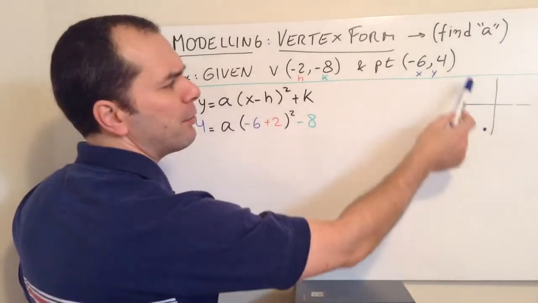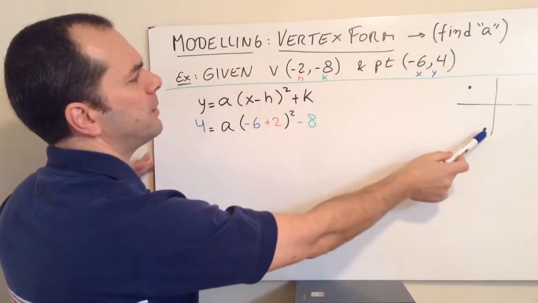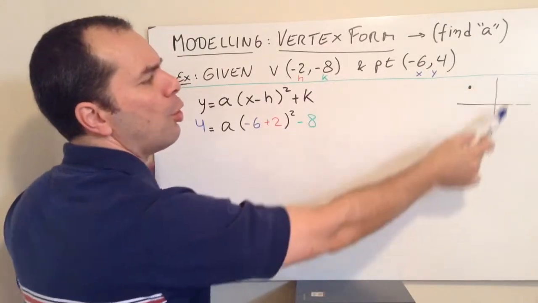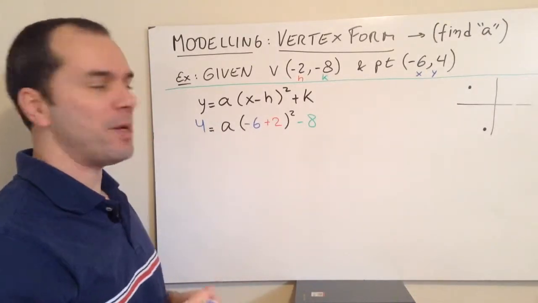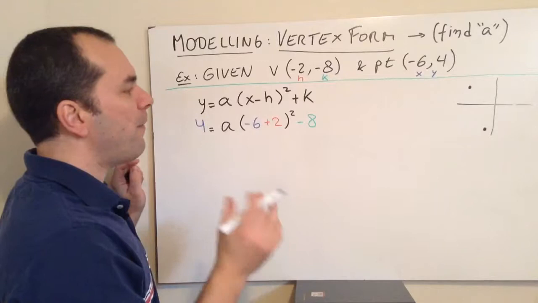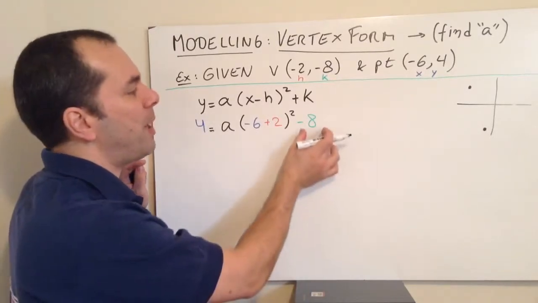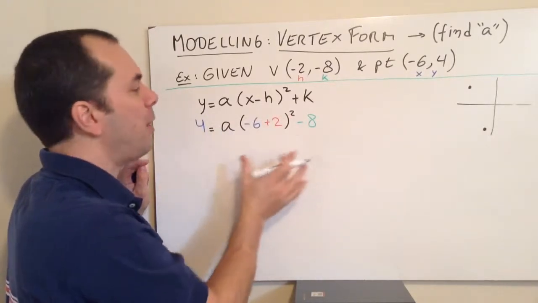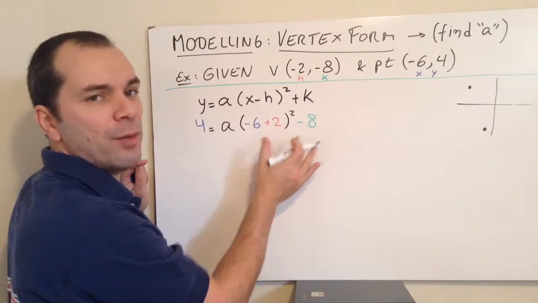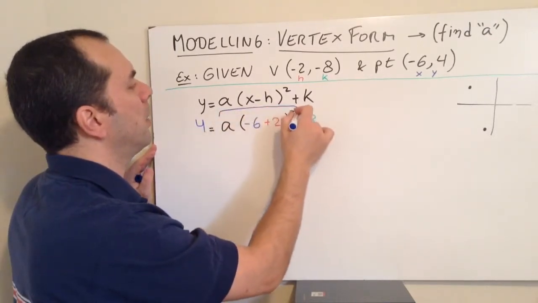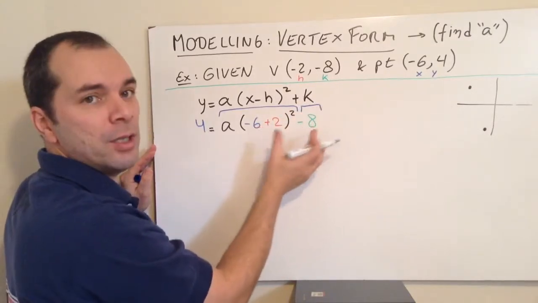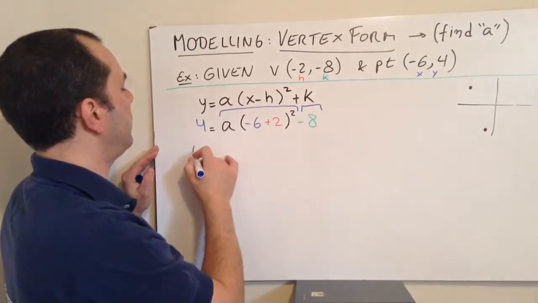Now, I've done a very rough sketch here of the vertex and the point, so I know that this should open up. So my a value should end up being positive because it opens up. So let's see. The first thing that I need to do is move that -8 to the other side. Otherwise, I'm going to be tempted to put these two numbers together, which would be wrong. Because there are two terms, I cannot combine these two. So I'm going to take the -8 as +8.